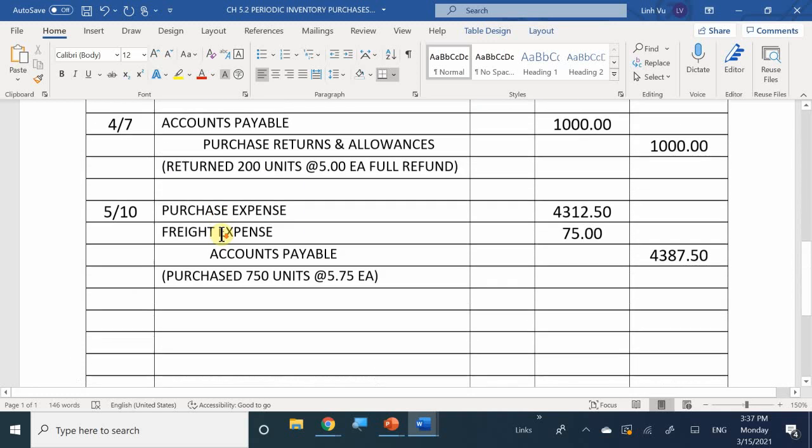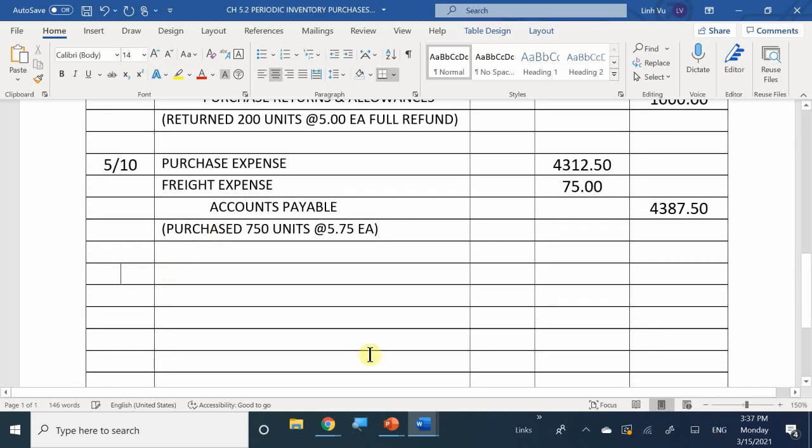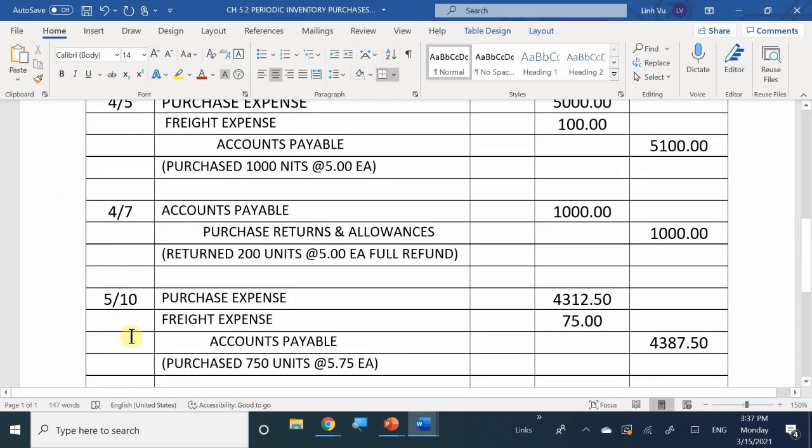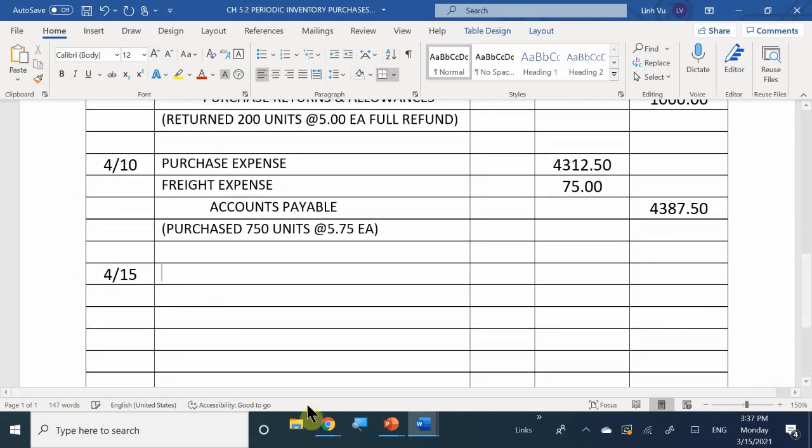So what is going to be my journal here? 50 times 5.75. Ooh, I put the wrong date. Okay. 50 times 287.50 is okay. So 287.50. Okay, so that's 5.75 times those 50 units. Okay, good.